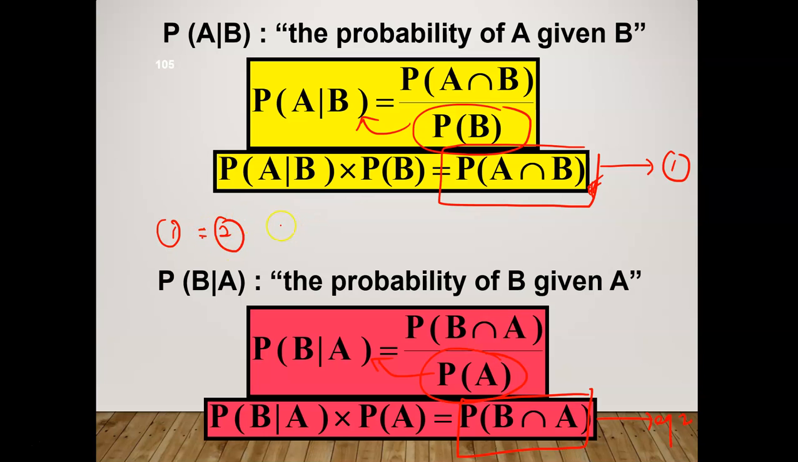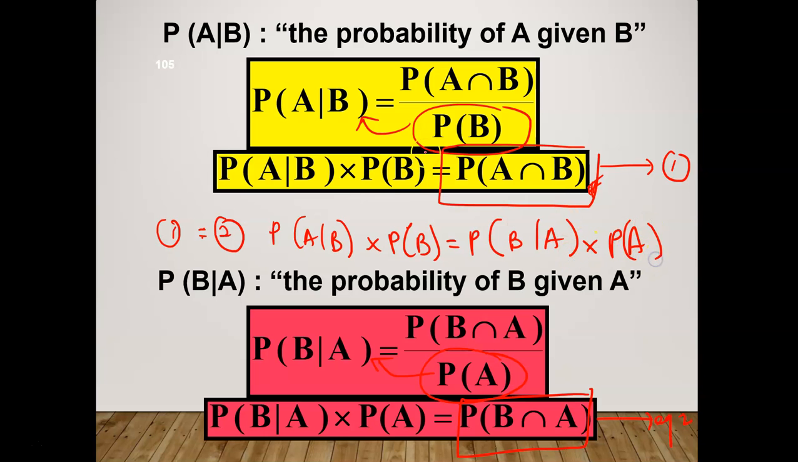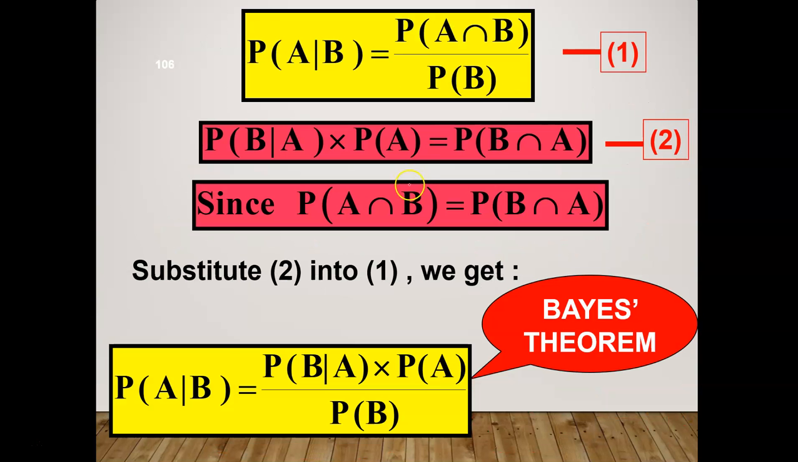When you equate them, you will get P(A intersect B) multiplied with P(B) equals P(B intersect A) multiplied with P(A). The left-hand sides can be equated together, because we say that P(A intersect B) equals P(B intersect A), commutative, right? So equation 1 and equation 2 are equal, and you will get this.